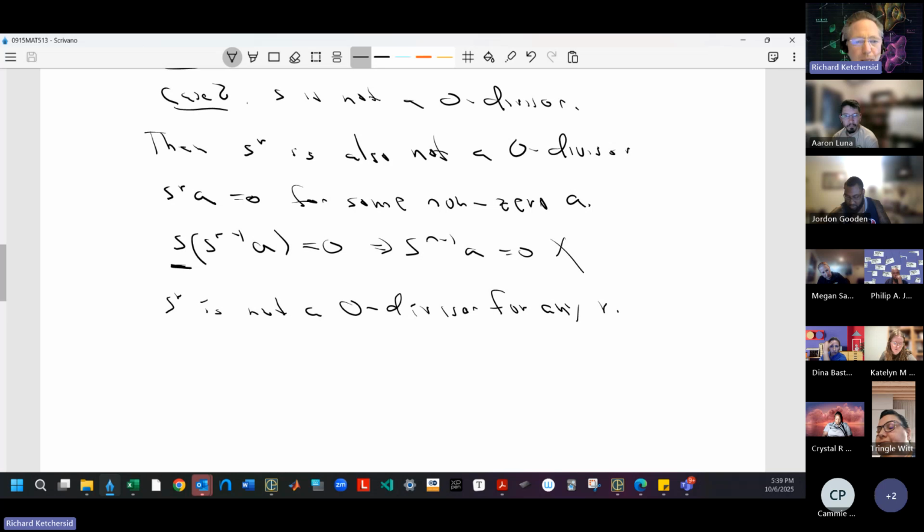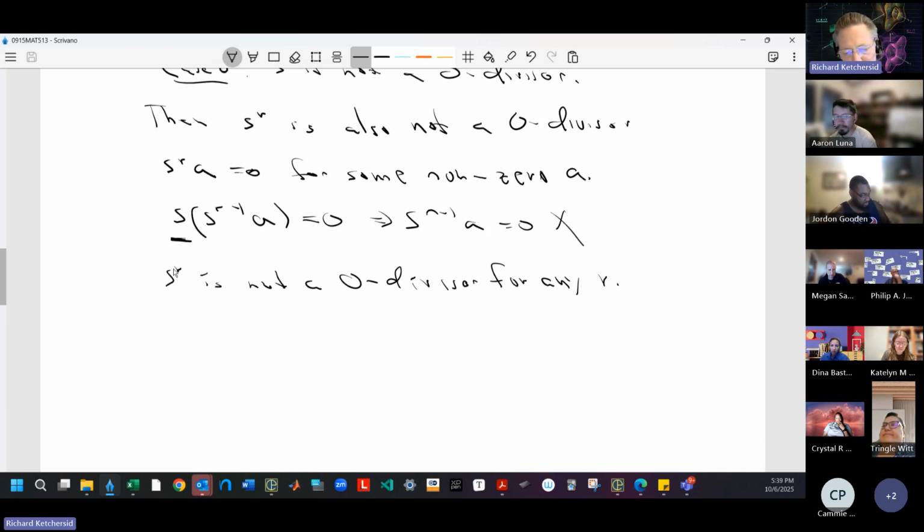The other thing you could do is a minimum counterexample. Suppose S to the R was a zero divisor for some R. Then factor it into S times S to the R minus 1. Well, one of those has to be a zero divisor, and that's a contradiction to the fact that R was supposed to be minimal. So that's a different way of doing it. Induction shouldn't be a new thing, right?